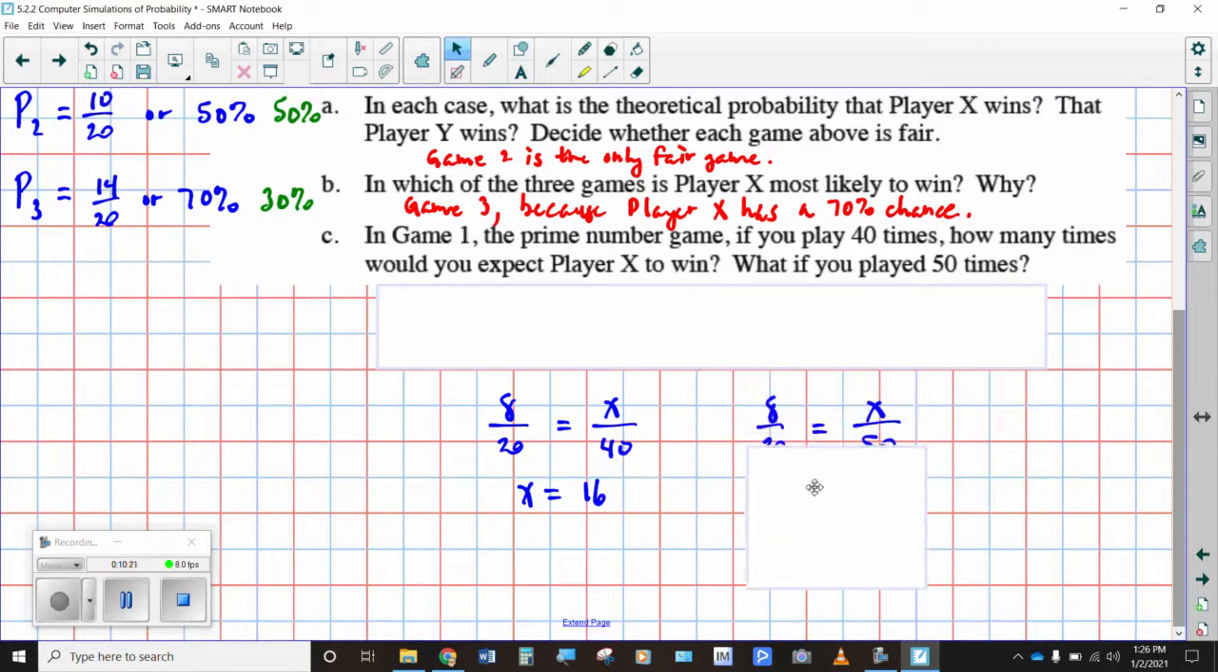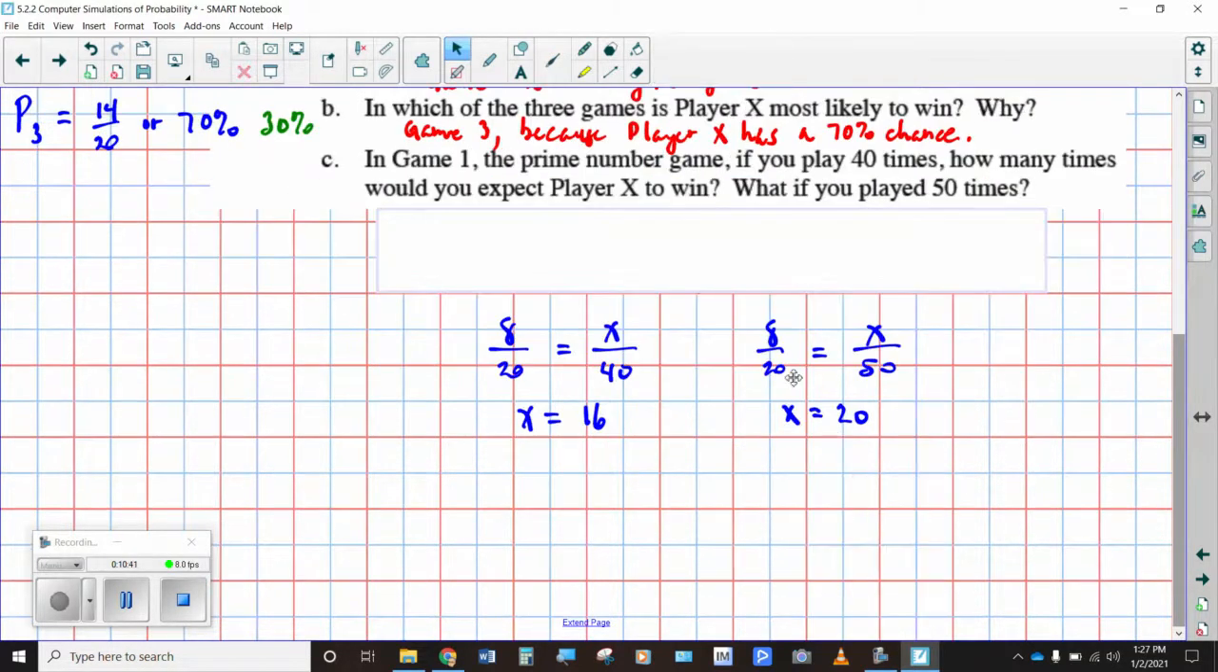So how many times would we expect them to win if they played 50 times? Well, you're just using proportional reasoning here. Whether you choose to look for a giant 1, cross multiply, whatever technique you choose to use, some students might even simplify this fraction down to 4 over 10 to make the giant 1 easier to find. You end up getting 20 as your answer.